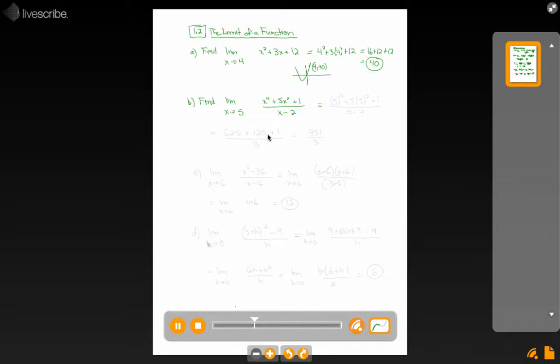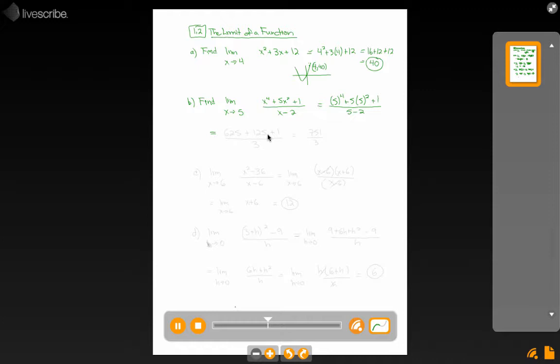But the fact is that this function, whatever it might look like, is only undefined when x is 2. So I really would only have to get fancy if I was asking something about the limit as x approaches 2. Otherwise, it's defined for any other value of x, meaning that I can actually just find what 5 gives me in this function. So if I have 5 to the 4 plus 5 times 5 squared plus 1 divided by 5 minus 2.